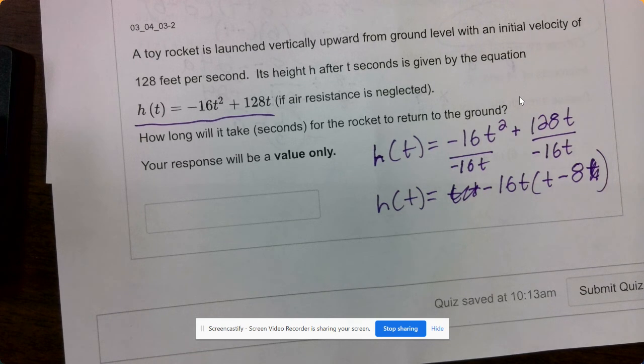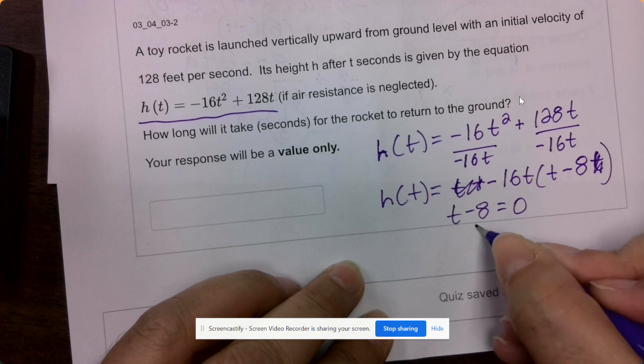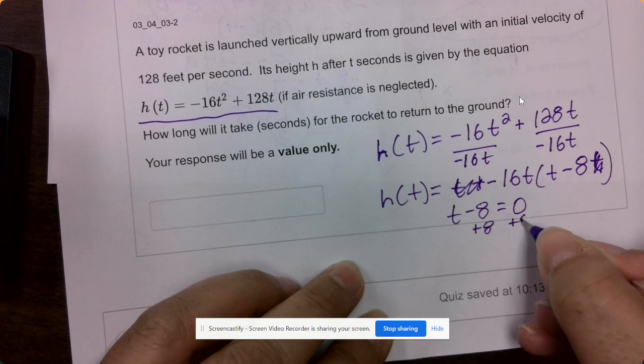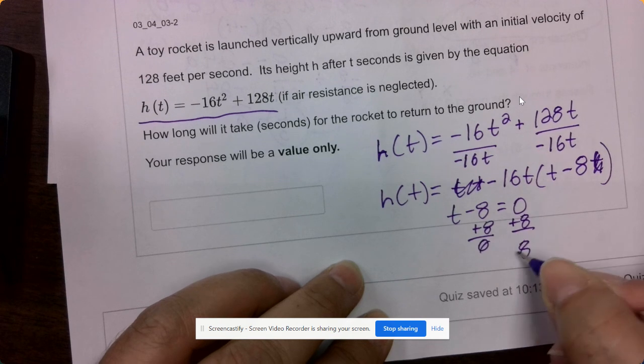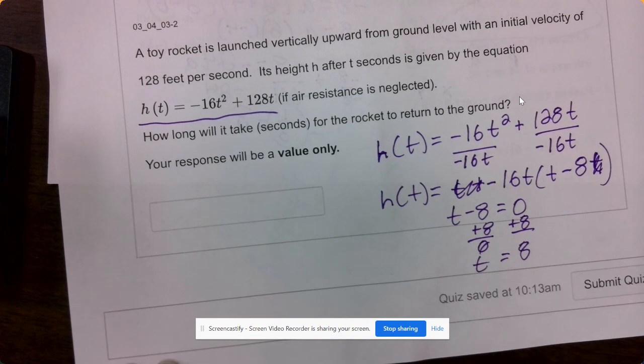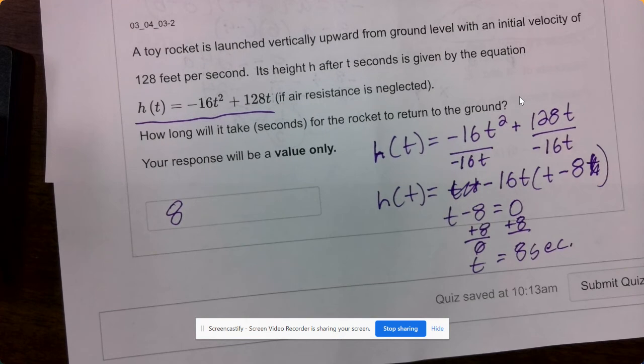So then t minus 8 is equal to 0. Add 8 to each side. Everybody, what you do to one side, you do to the other side. So we get t is equal to 8. So it would be 8 seconds. After 8 seconds, the rocket would hit the ground. Okay, everybody.